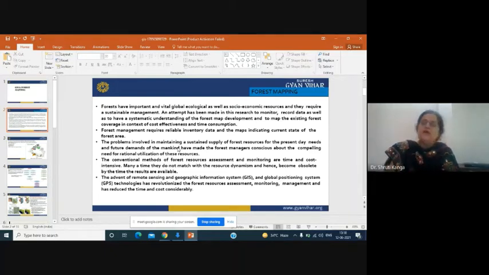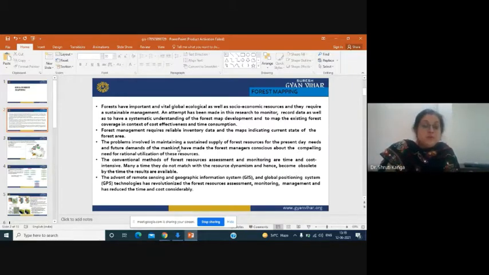Then forest management really requires a reliable inventory of data and a map indicating the current status of the forested areas. Okay, so forest management, how we can go for the different management activities. In yesterday's lecture also we discussed that if we have the current scenario in an accurate manner, then we can go for different kinds of management strategies, different planning in those forested areas. So these maps, these reliable inventories of forest resources, which we are doing in a very systematic and more accurate manner with the help of GIS, play a very important role in forest management activities, as well as helping the managers go for proper management strategies to be followed up.